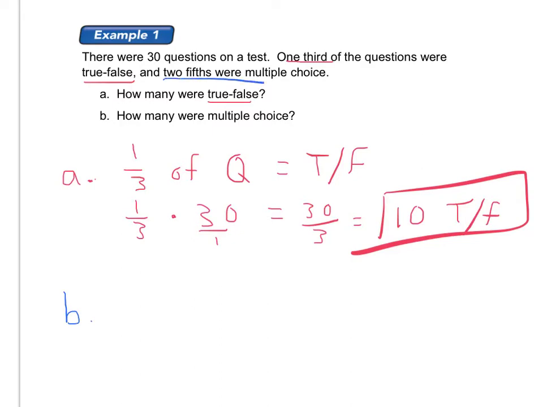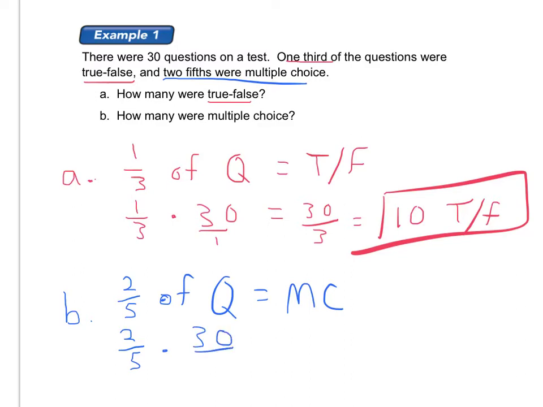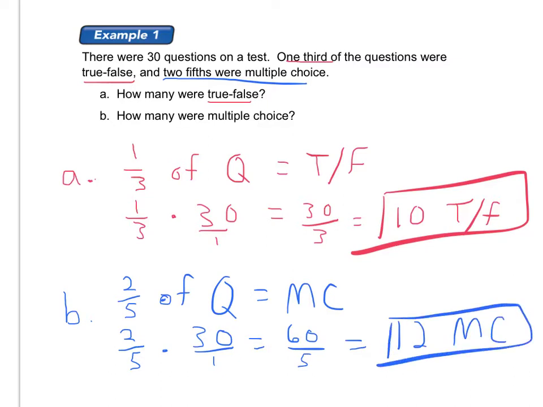Well, I know 2/5 of the questions were multiple choice. Okay, so again, that's 2/5 of means times the total questions. I'm going to go and put my 30 over 1 again right away. Okay, well, 2 times 30, that's 60. 5 times 1 is 5, and 60 divided by 5 is 12 multiple choice. So I have 12 multiple choice questions.